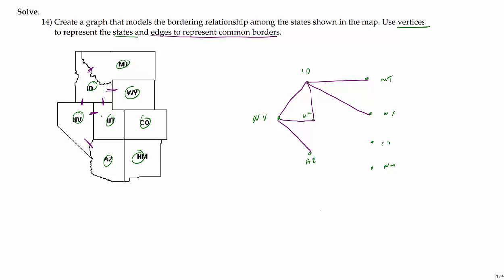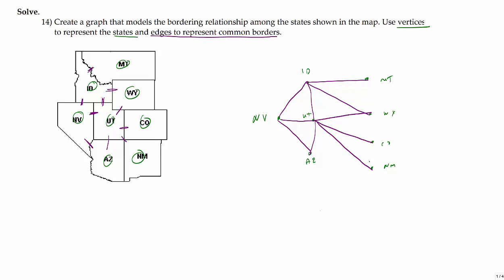Now I'm going to move down to UT. Notice UT, I've already got two edges in here. So are there any other states it touches? Yeah, it touches AZ, so here comes an edge. Also, it touches CO, so I'm going to put UT to CO. Notice that UT also touches WY, so I'll have to have an edge between those two. And then lastly, UT and NM, they have this little corner that touches right there, so again, that gets an edge.